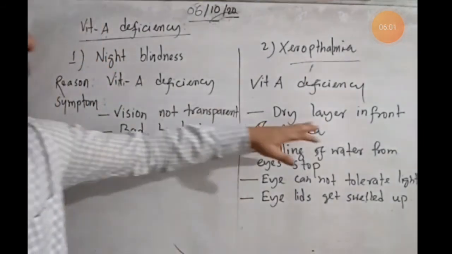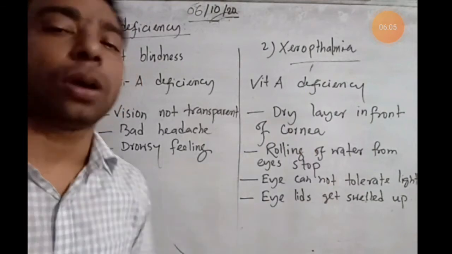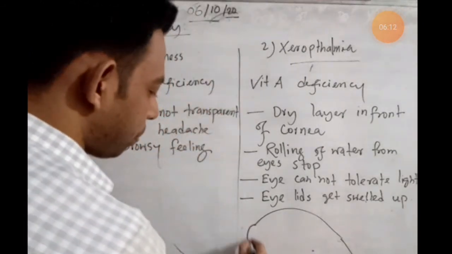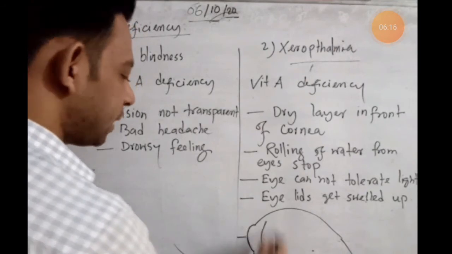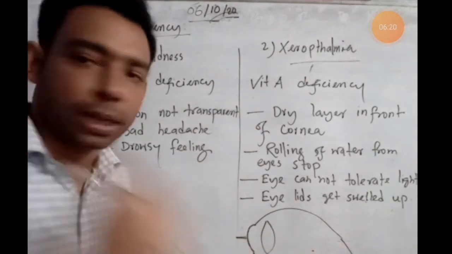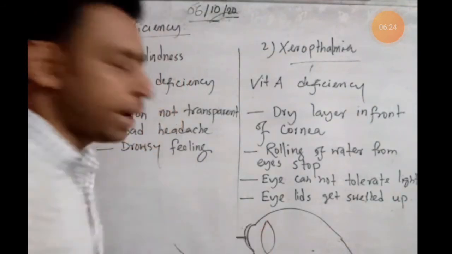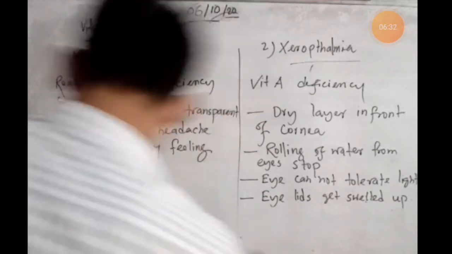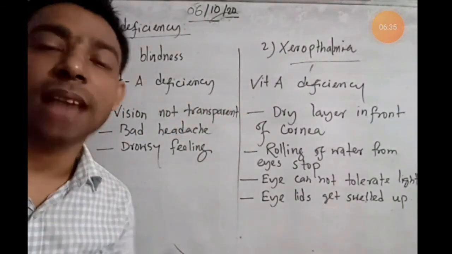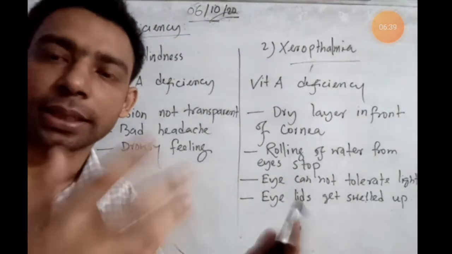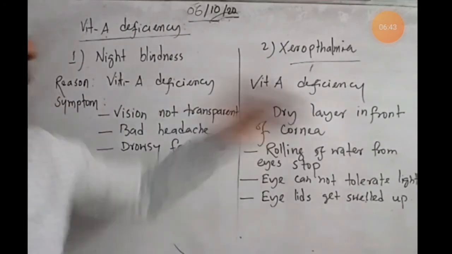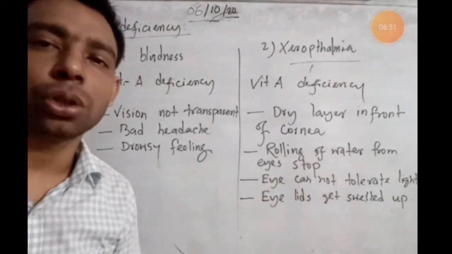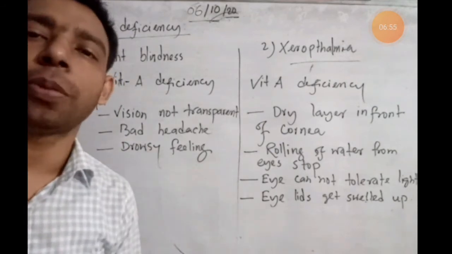Dry layer in front of the cornea. You know, the cornea is the frontal part of the eye, as I drew in the figure last time. This part is termed the cornea, inside it is the lens. In front of the cornea, the cornea is covered with a dry layer, and in Bengali people call it something like cataract. So this is that dry layer in front of the cornea. The rolling of water from the eyes stops. Any sorrow or any good feeling, some tears come out from the eyes, but that is instantly stopped because of this dry layer. This is a symptom of xerophthalmia.